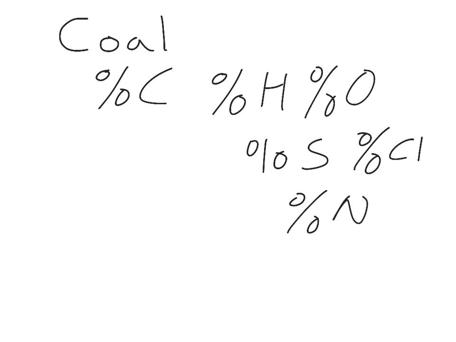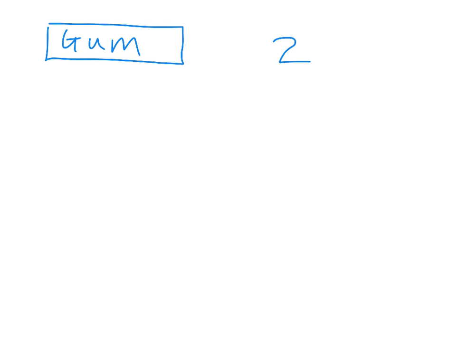What you're going to be doing in today's lab is you're going to be determining the percent composition of a couple sticks of gum. Let's take a look at what you're going to be doing. Let's say you have a stick of gum here. All right, you take the mass of that gum, and that gum weighs 2 grams.